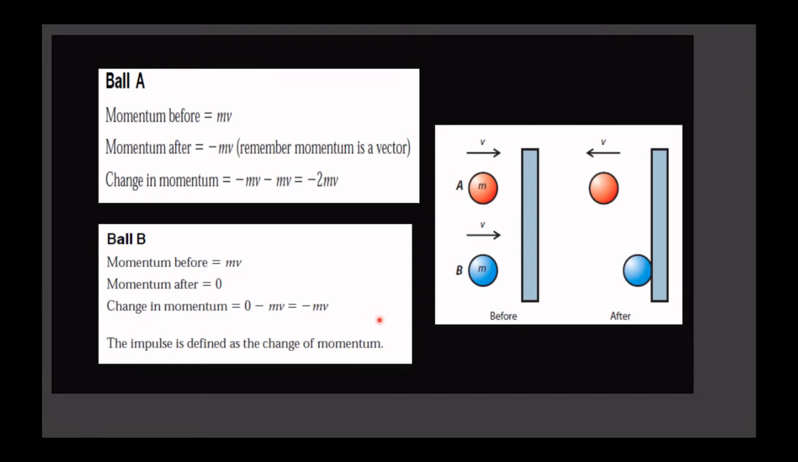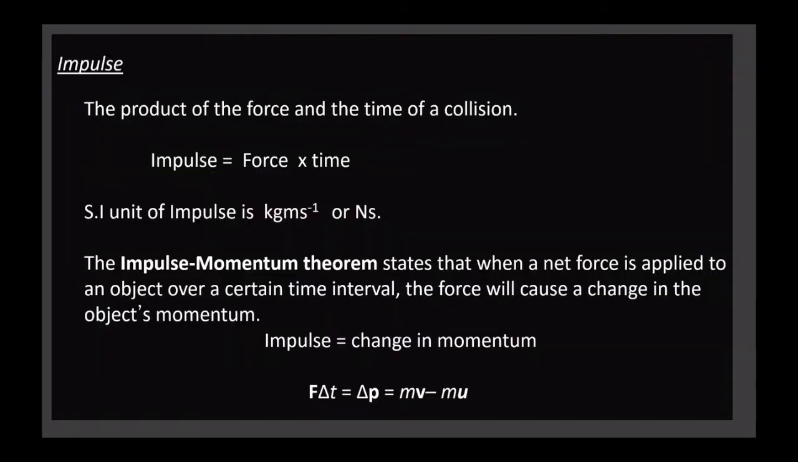But this change in momentum is equal to another important quantity, impulse. What is this impulse? Impulse is the product of force and time of collision. By equation, we can write impulse is equal to force into time. So the SI unit of impulse is newton seconds, or you can even express it in kilogram meter per second because it's also equal to change in momentum.